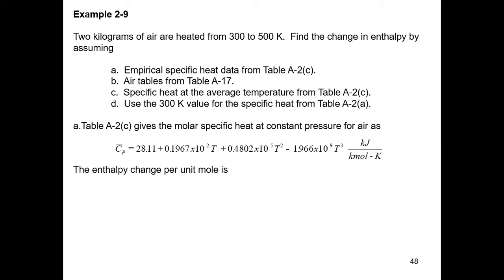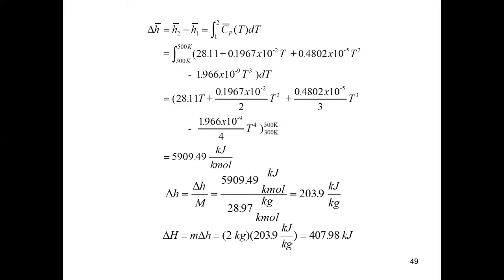So table A-2c gives the molar specific heat at constant pressure, Cp. Notice it is capital Cp. So this expression is a function of T. Molar, so kilojoule per kilogram mole. Enthalpy change per unit mole, you write the formula out, integrate, do the integration correctly, and you can get the change in internal energy, I mean, the change in specific internal energy. That is kilojoule per kilogram.